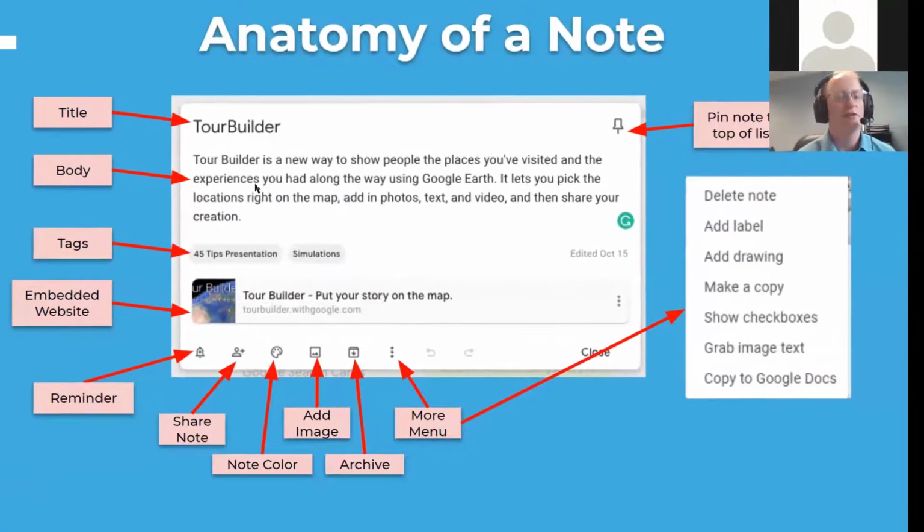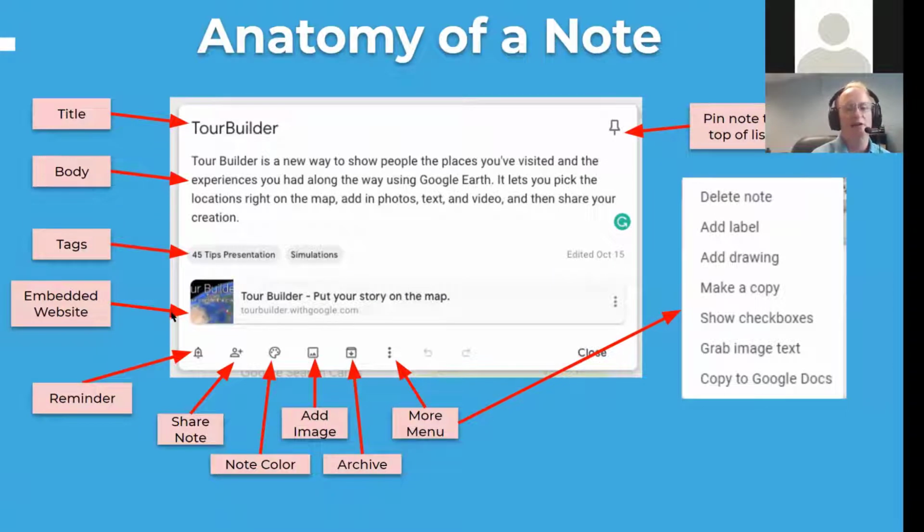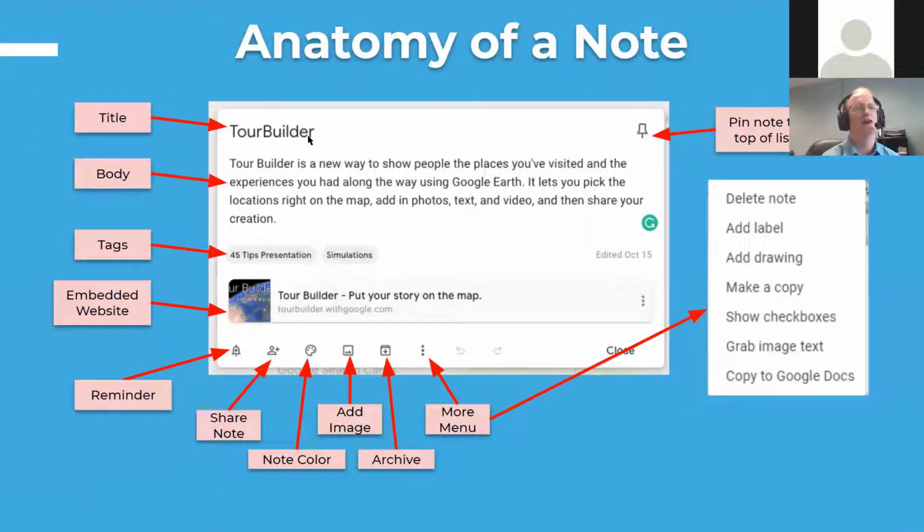And then there's the anatomy of a note, where I've labeled every single thing about any note that you can take inside of Google Keep. So Tour Builder, let's have a moment of silence for Tour Builder, is no longer in Google as of this week. I have a link to Tour Builder. And so this particular article became a note, and then I have the title of it. I have the body text, and then I tagged it with a couple of different tags. I embedded a website inside of the note. I added a reminder so that I wouldn't forget about it. I shared it with other people by clicking the share button. You can make it a different color if you're all about color coding.